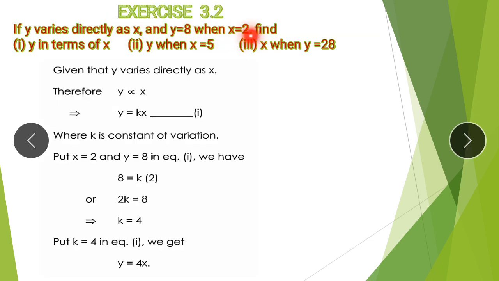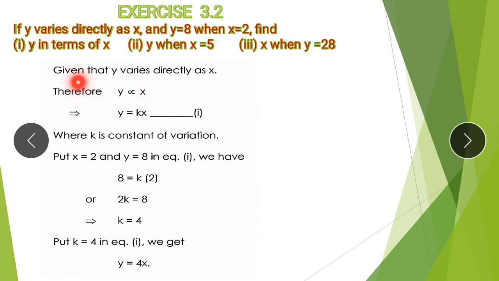We have exercise 3.2 here. The first question is: if y varies directly as x and y is equal to 8 when x is equal to 2, then find y in terms of x. First, we are going to find the relation between y and x, the variation between y and x. So what type of variation is given?